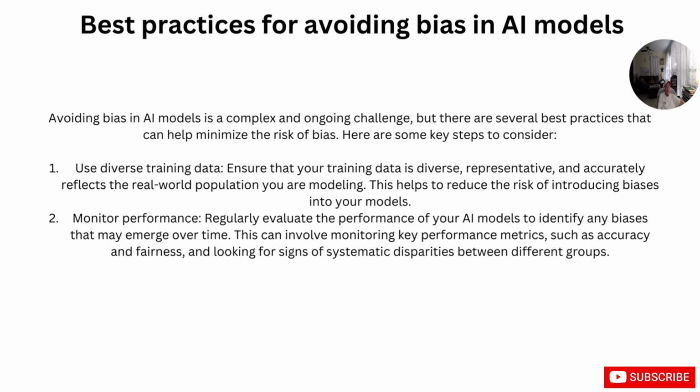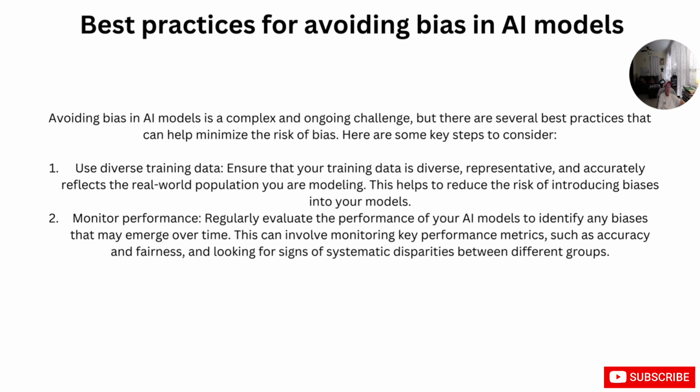Best practices for avoiding bias in AI models. Avoiding bias in AI models is a complex and ongoing challenge, but there are several best practices that can help minimize the risk of bias. Here are some key steps to consider. Number one, use diverse training data. Ensure that your training data is diverse, representative, and accurately reflects the real-world population you are modeling. This helps to reduce the risk of introducing biases into your models.